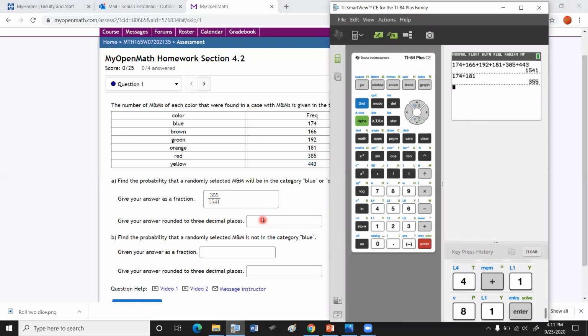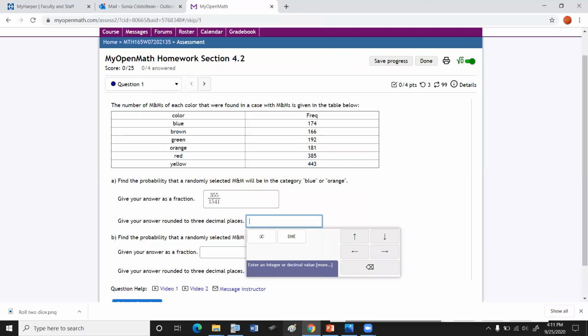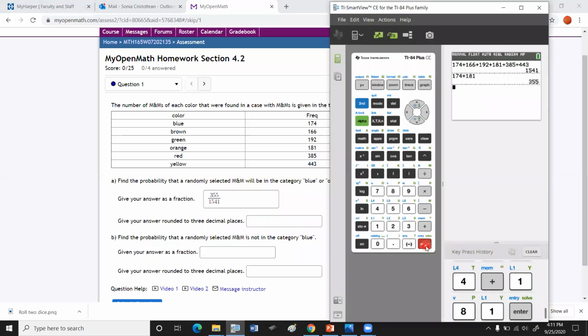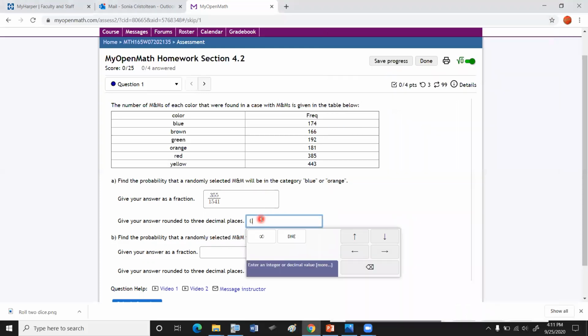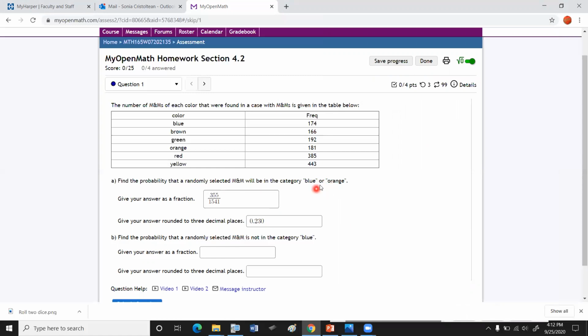Now you have to give your answer rounded to 3 decimal places. So I will do 355 divided by 1541. And here is the decimal. They asked me for 3 decimal places, so that will be 0.230. So keep in mind, this "or" means addition rule. And when we talk about the addition rule, we think of mutually exclusive events. So you have to know those rules.